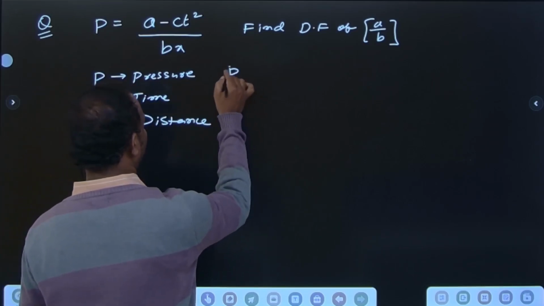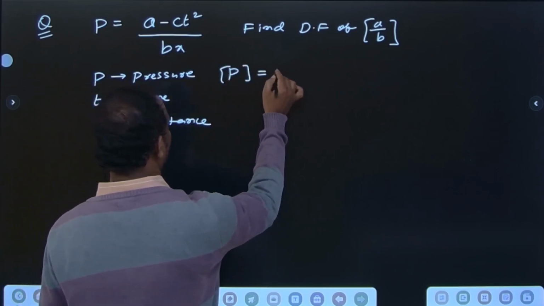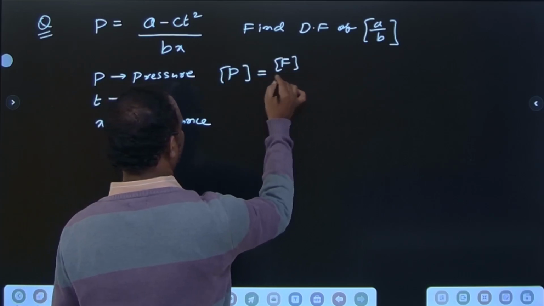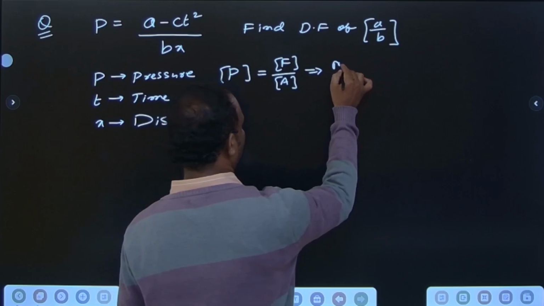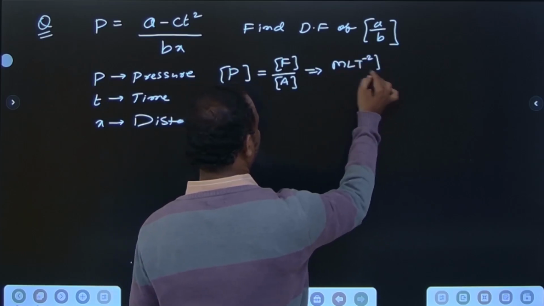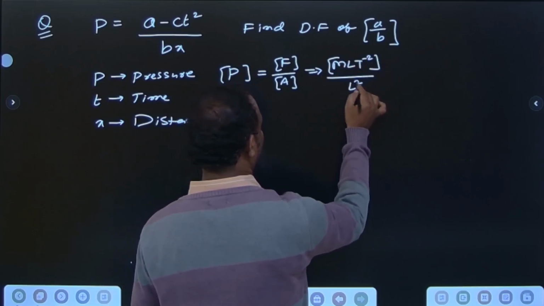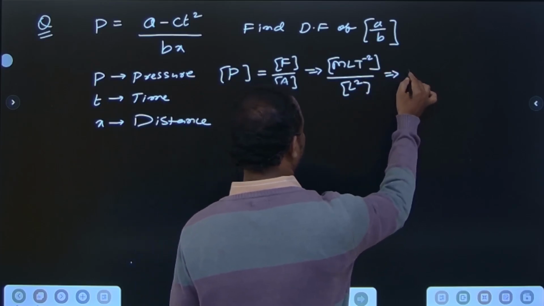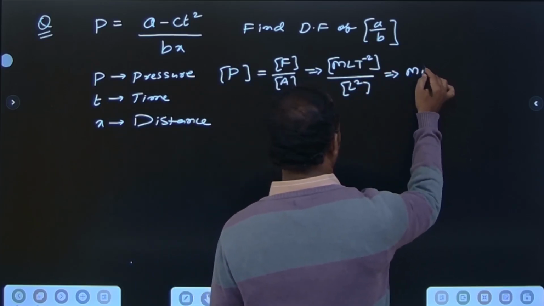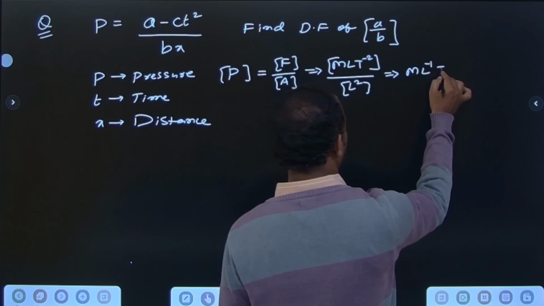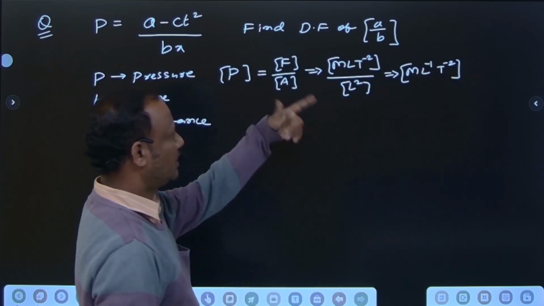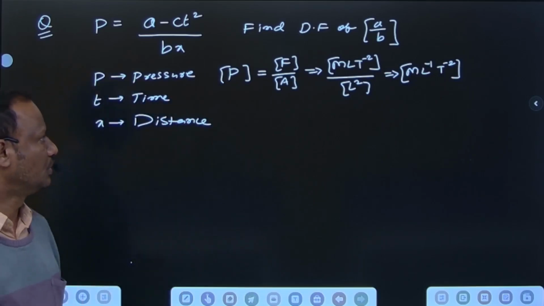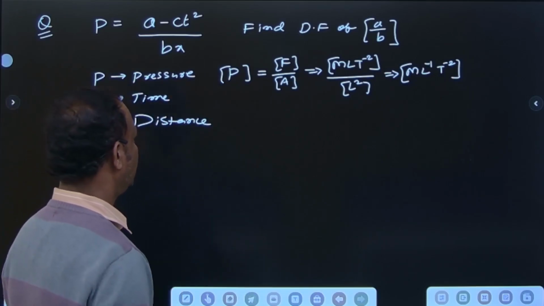Dimensional formula of P is equal to dimensional formula of force per dimensional formula of area. F is M L T to the power of minus 2, divided by L square, which would become M L to the power of minus 1 T to the power of minus 2. Correct? L square would become L to the power of minus 2. So then M L minus 1 T minus 2.